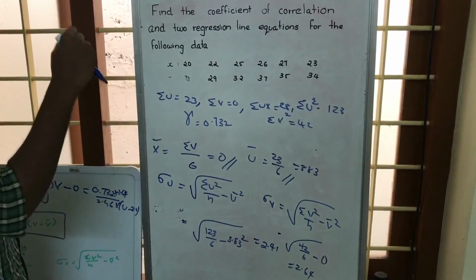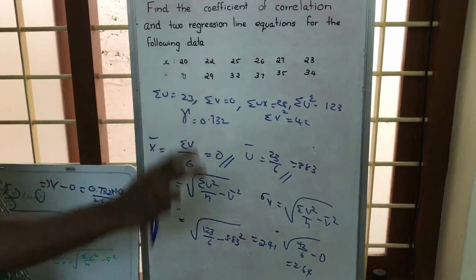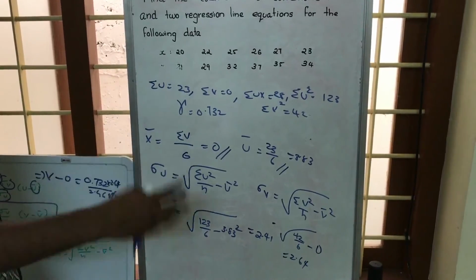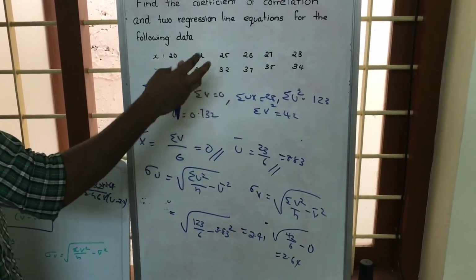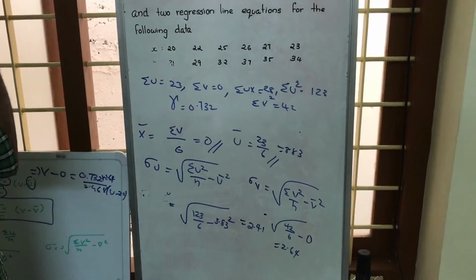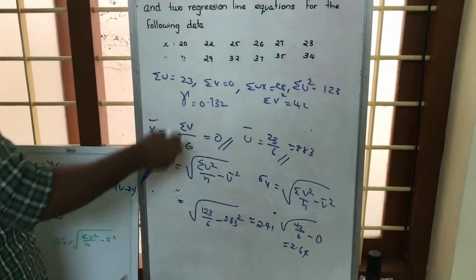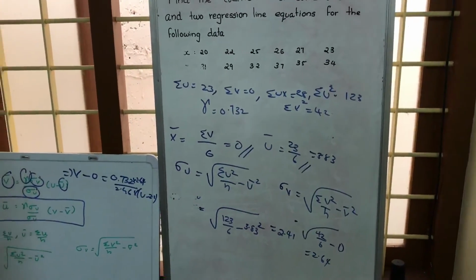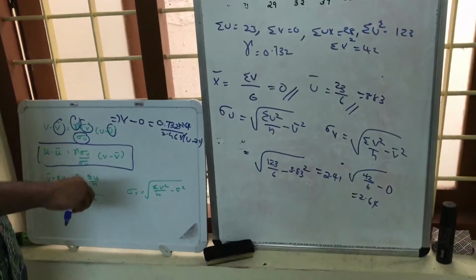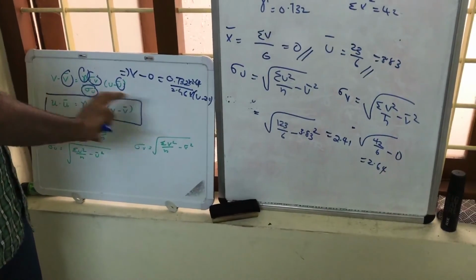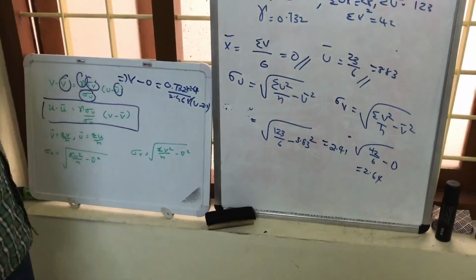From that we will write the table u, v, u square, v square, uv. We will find sigma u, sigma v, sigma v square, sigma u square, sigma uv, and we will substitute that in the equation for finding the coefficient of correlation to get gamma. After getting the coefficient of correlation, if we are asked to find the regression line equation, we have the regression line equation as v minus v bar is equal to etc., and u minus u bar is equal to etc. So we have two equations.